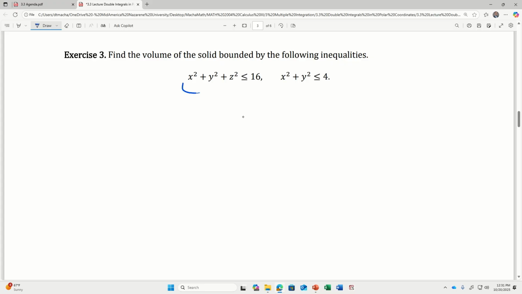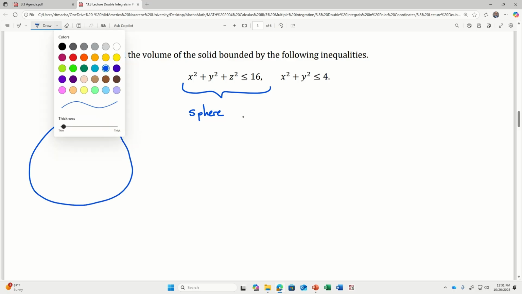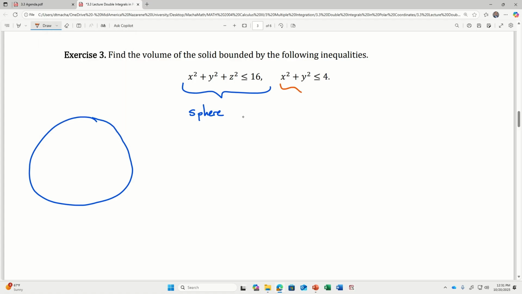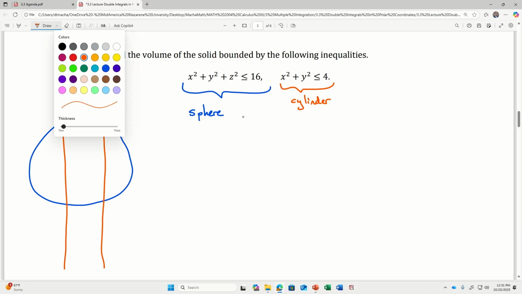So this, what shape is this? A sphere. What shape is this? Circle. And since z is free to be whatever we want, I'm not making any mention of z here. This could also be considered a cylinder in 3D space. And so the trace of the cylinder in the xy plane would be a circle.